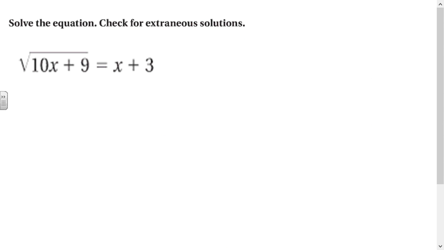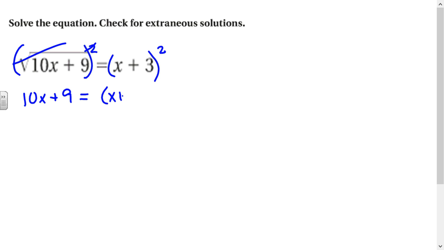So for this one, this is kind of similar to the first example that we did. We want to cancel out the root, so we're going to square both sides. So the square and the square root cancel out, and we get 10x plus 9 equals x plus 3 times x plus 3. So when you square something, just remember it's like writing it out twice.